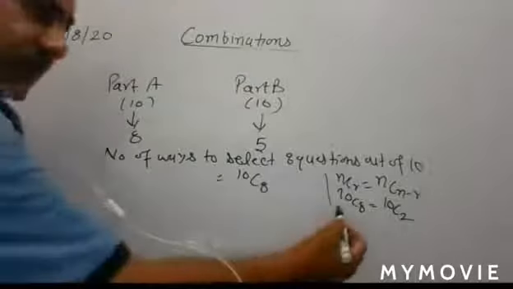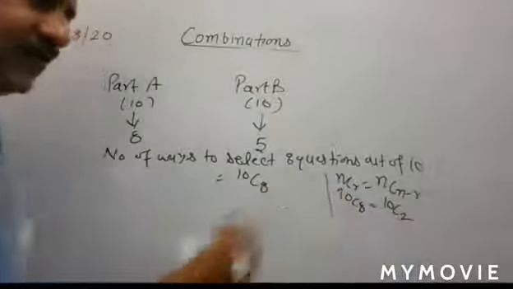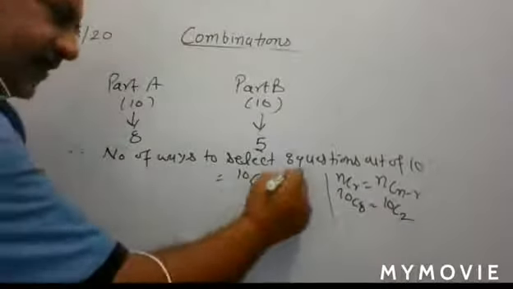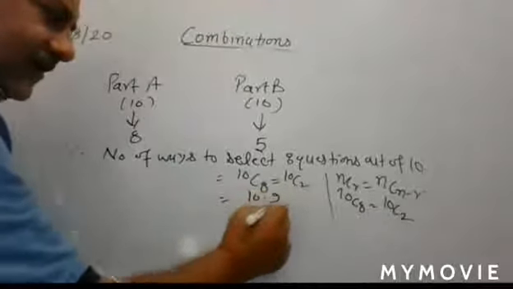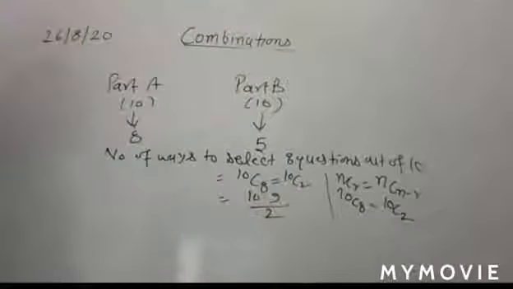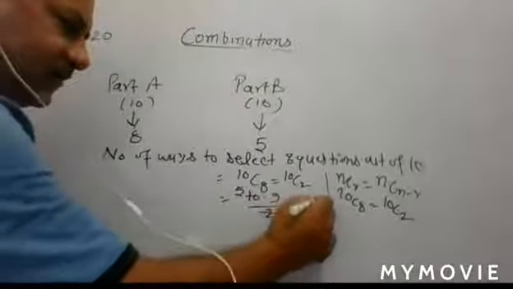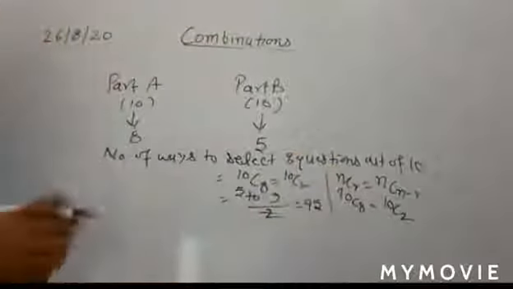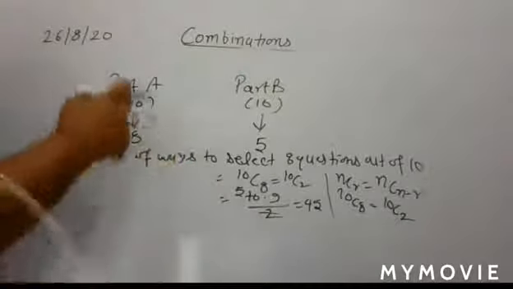Okay. So here you have 10C8. In place of 10C8, you can write 10C2, which is also equal to 10C2. And if you want to simplify, you write 10 into 9 by 2. If you cancel it, your result is 45. Means in 45 ways, a student can select 8 questions from part A.